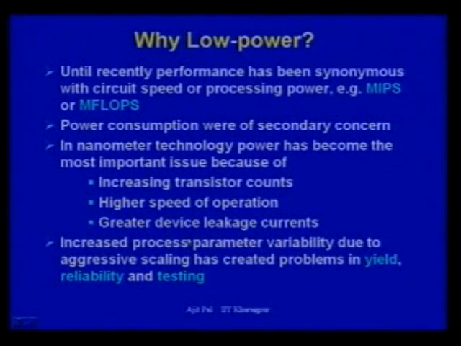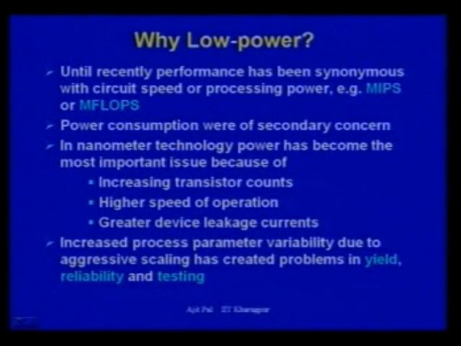Number one is increasing transistor counts. As you know, based on Moore's law, the number of transistors is increasing by 1.5 times almost every year. Now you can put several million transistors on a single chip. Obviously more transistors will mean more power dissipation. Secondly, as we shall see, the power dissipation depends on the speed of operation. That means when the frequency of operation is increased, power dissipation increases.